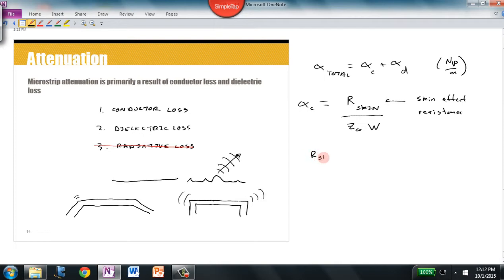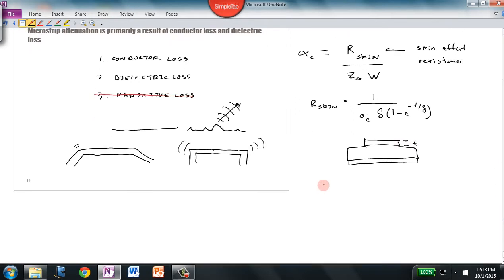Our skin resistance is calculated from 1 divided by sigma sub C, the conductivity of the conductor, times the skin depth, delta, times 1 minus e to the minus t divided by the skin depth, delta. And so we've talked about conductivity of a conductor. I briefly mentioned skin depth previously. t here is the thickness of the signal trace. So if I've got a signal trace on top of a substrate that's got a ground plane on it, t is this dimension right here. It's the thickness of the signal path.